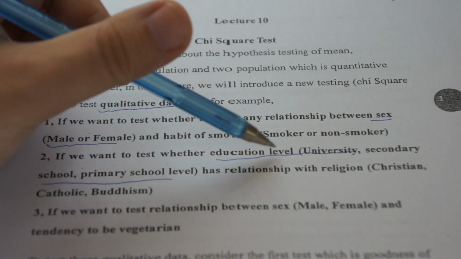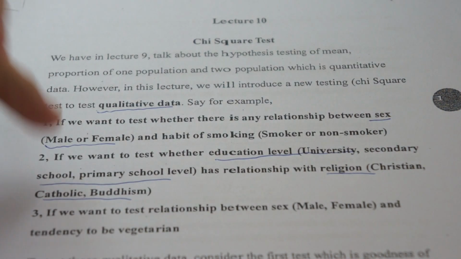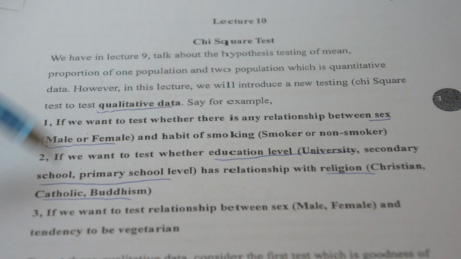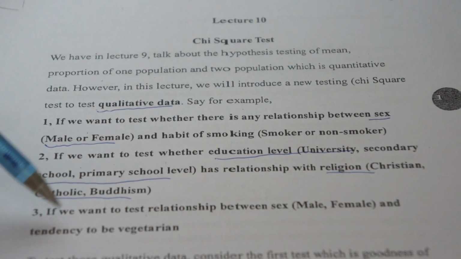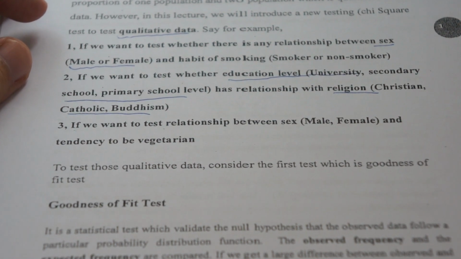And if you would like to test whether education level has any relationship with religion, Christian, Catholic, Buddhism, you can also use the chi-square test. These are two or three examples, and the third example is simply the same. So now take a look at the test.